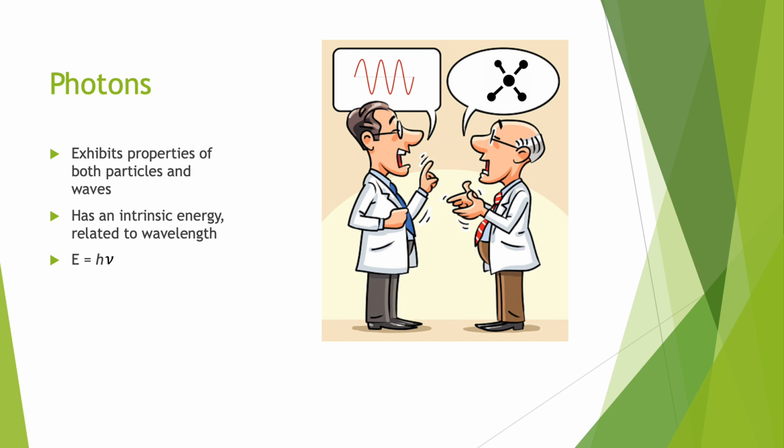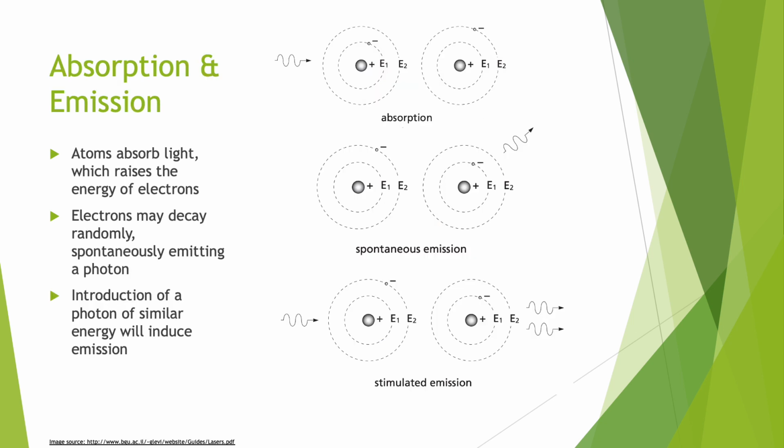So we can think of a photon as this little packet of energy exhibiting qualities of both waves and particles. Important to note that photons have this intrinsic energy about them, and that energy is related to their wavelength. That equation is shown on that last bullet point there, E equals hv, h being Planck's constant, and v being the wavelength. So now, having this basic understanding, an introduction to the Bohr model of the atom and light in the state of a photon, we can dive a little bit more deeply into absorption and emission here.